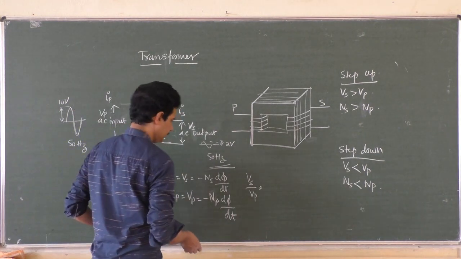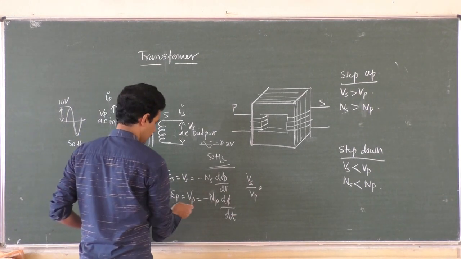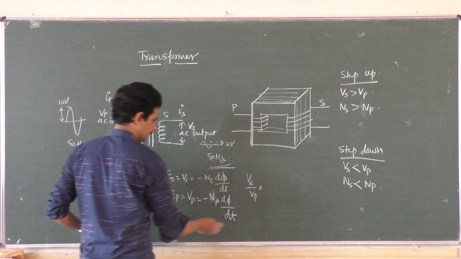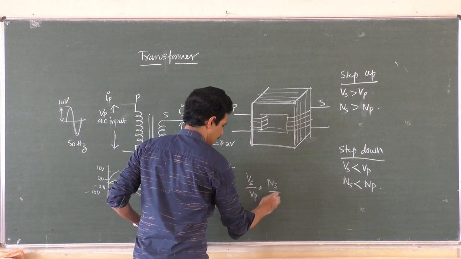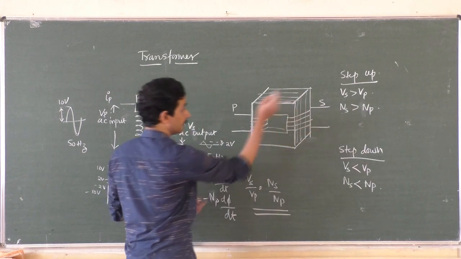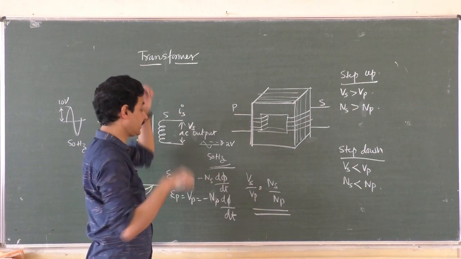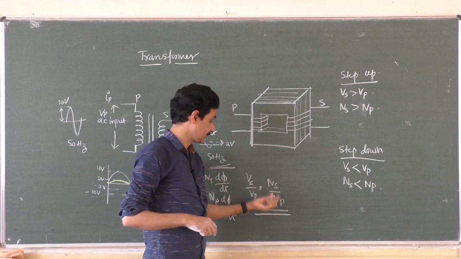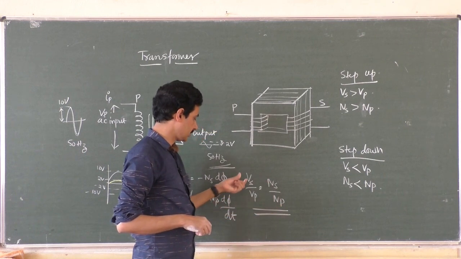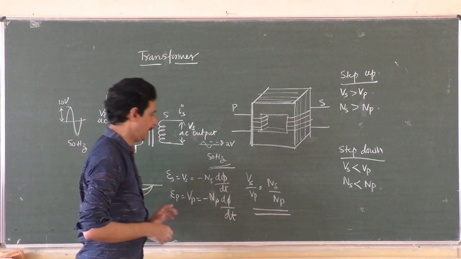Vs by Vp is equal to, everything will cancel, minus also will cancel, Ns by Np. Right? See, the same thing we have arrived at. So in a step-up transformer, Ns is greater than Np. In a step-down transformer, Vs is less than Vp. Okay.